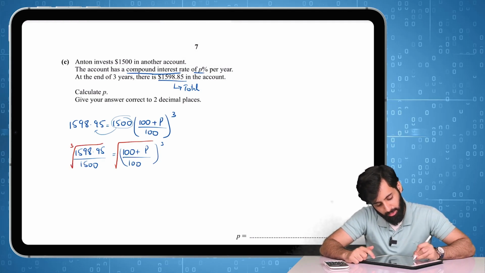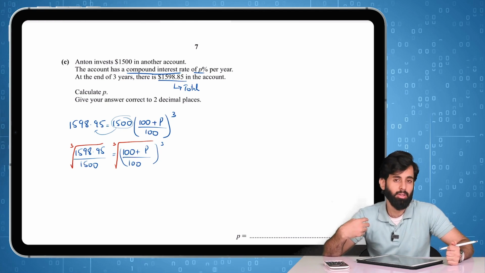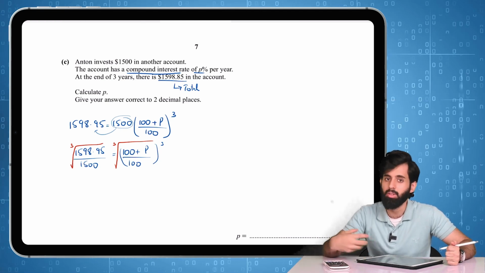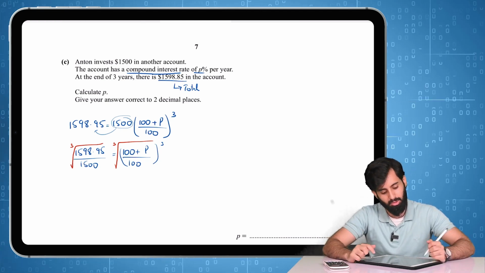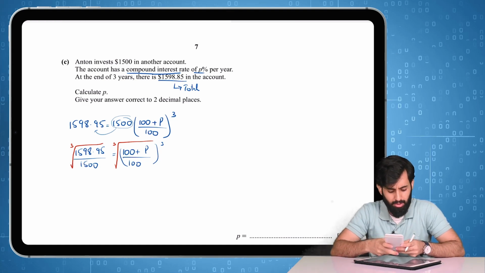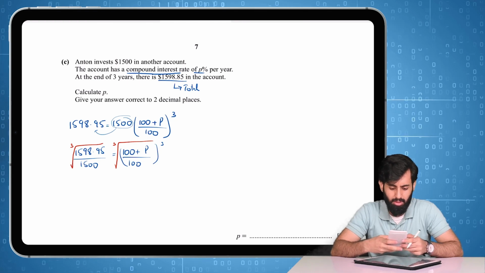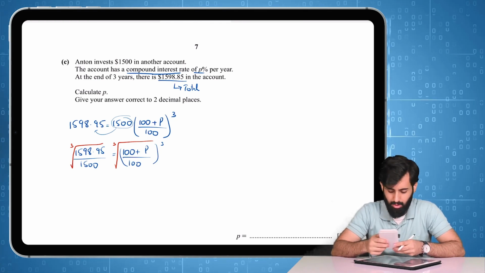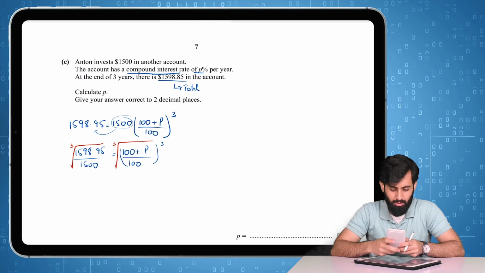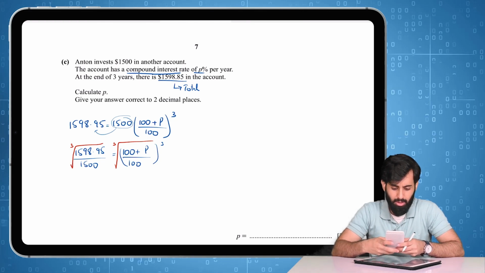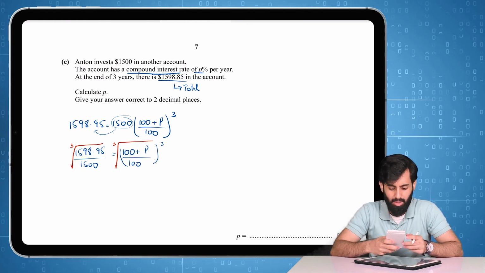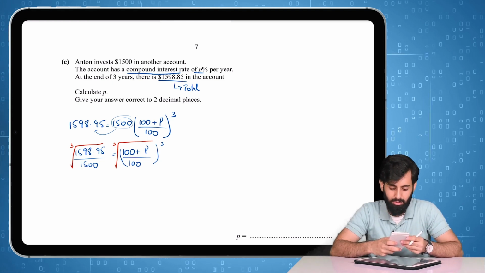And why exactly do I need to do that? Because I need to get rid of the cube. In order to get rid of the square, you take the square root. In order to get rid of the cube, you take the cube root on both sides. So I'm going to do that in my calculator just now. 1598.95 divided by 1500. Wait, let me do that again. 1598.95 divided by 1500. So I'm looking at a certain value, which is 1.065 something.